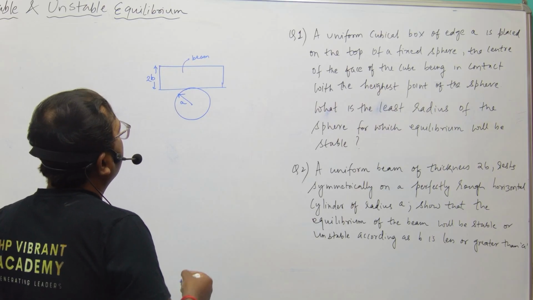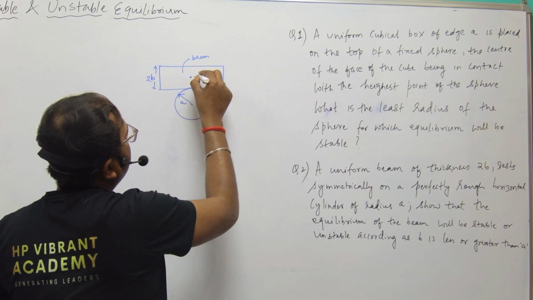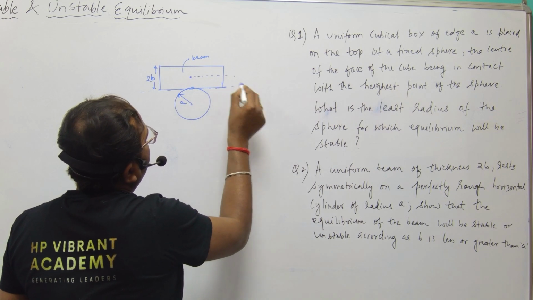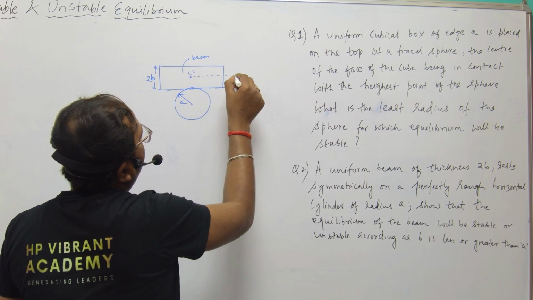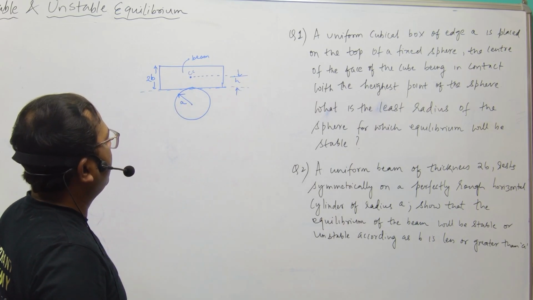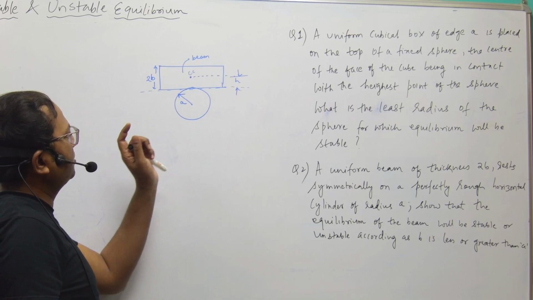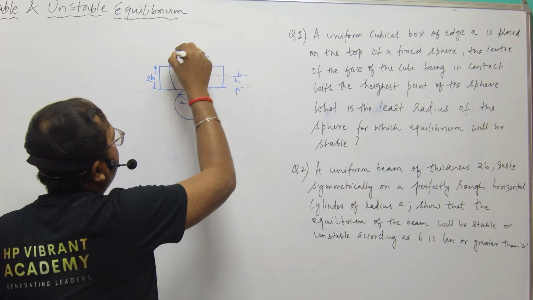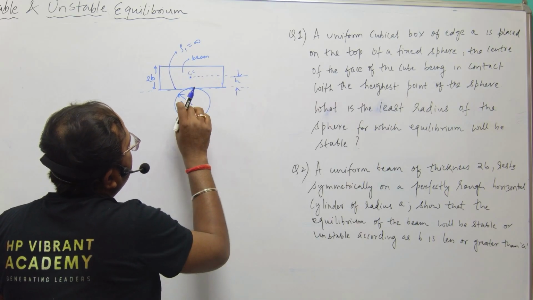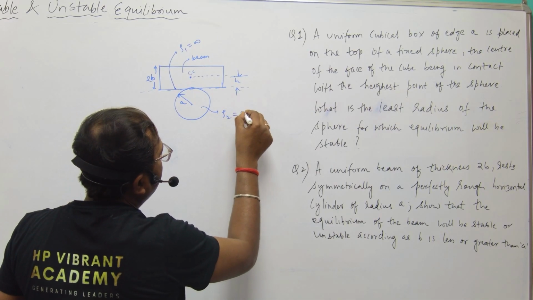The center of gravity of this beam will lie here, and this is the line of point of contact. So this center of gravity is at a height of h from the line of point of contact. As we have seen a couple of minutes ago, the radius of curvature of a plane surface is always infinity. So rho 1 is equal to infinity, and rho 2, the radius of this cylinder, is a.